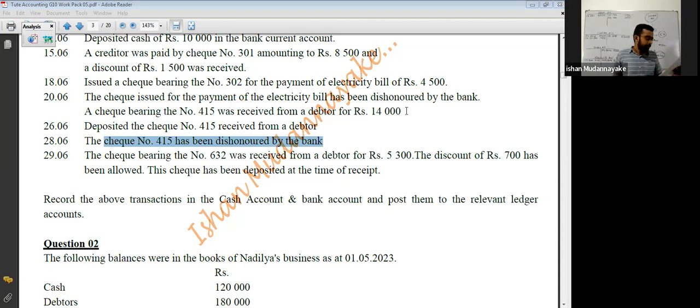The check number 415 has been dishonored by the bank. That check was returned by the bank. One of the debtors paid us through a check. We collected the check from a debtor and we deposited that check in the bank account. But what will happen? Our bank was unable to collect cash from the debtor's account.